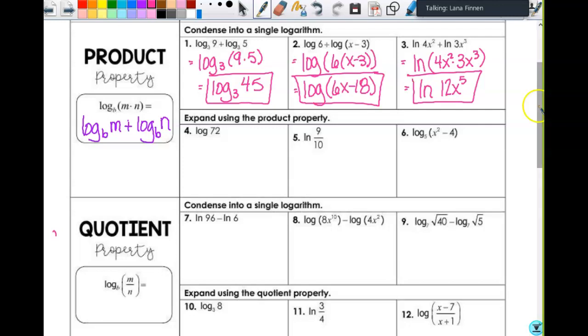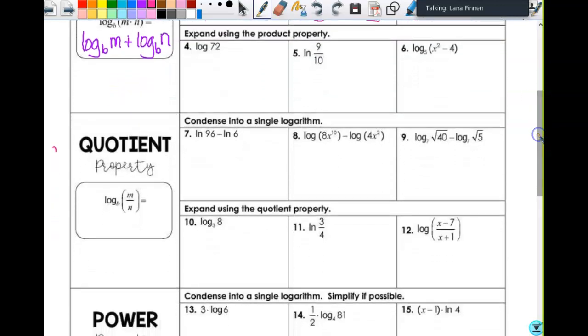So if I have, and it says expand, use the product property. So that means I need to think of 72 as a product of two numbers. So just give me two numbers that multiply to give me 72. 9 and 8. So we'll use that. So this can be the log of 9 plus the log of 8. Now there's more than one answer. And right now we have no direction as to which one we might want. So there can be more than one answer for sure.